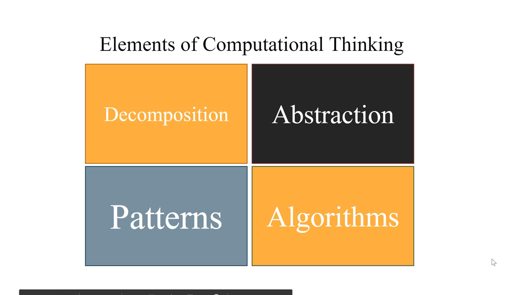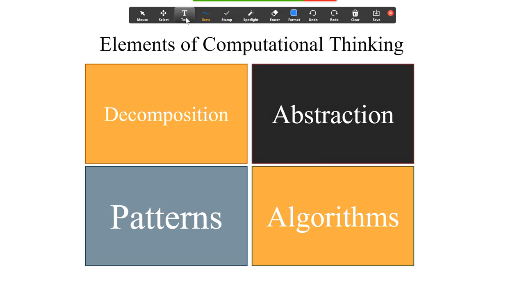So there are several methods or elements of the computational thinking model. One of them is decomposition, another is abstraction, another is pattern identification, another is algorithms. So let's take a look at how these can be applied to resolve problems and support the computational thinking.